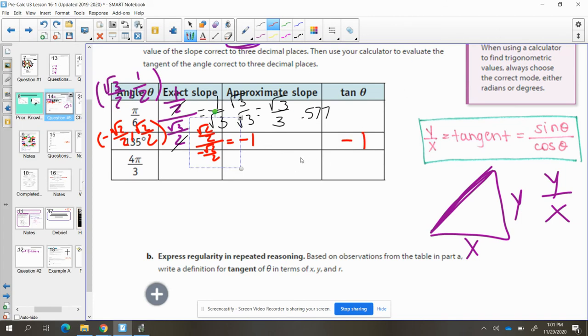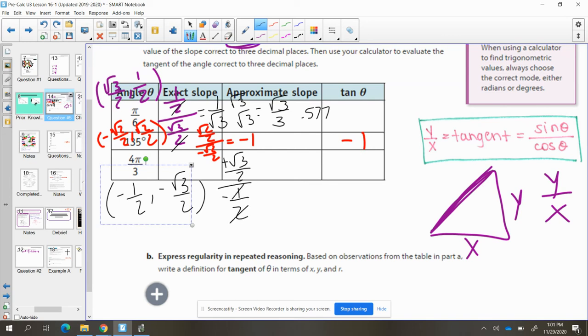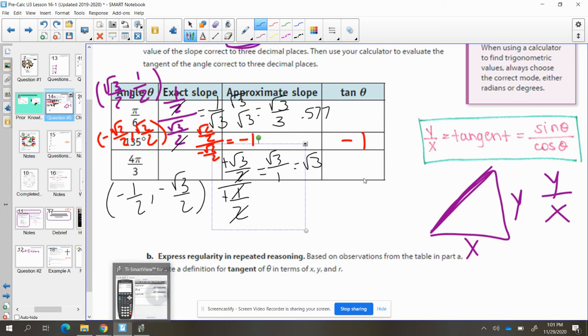Okay, last but not least, 4 pi over 3 is going to be located in quadrant 3, and 4 pi over 3 is at -1/2, negative square root of 3 over 2, which if we reduce y divided by x, these cancel, the negatives cancel, and you're just left with square root of 3 over 1, which is just the square root of 3. Which again can be found by checking the approximation.